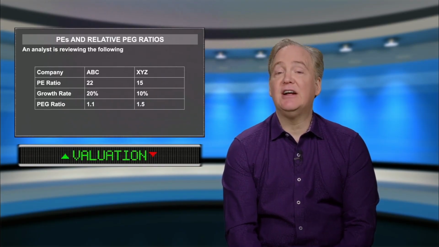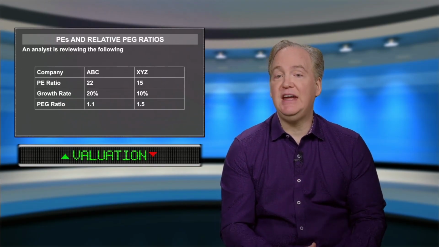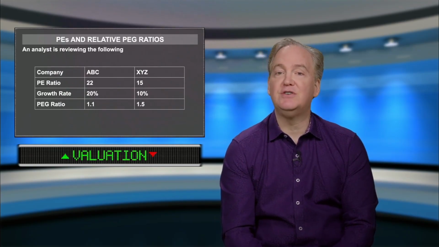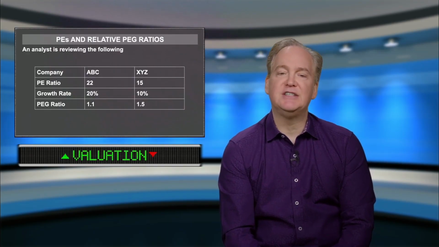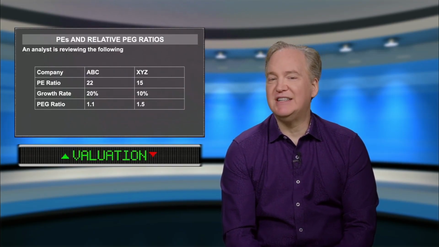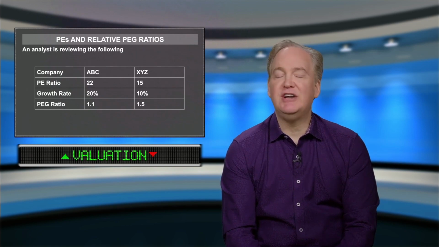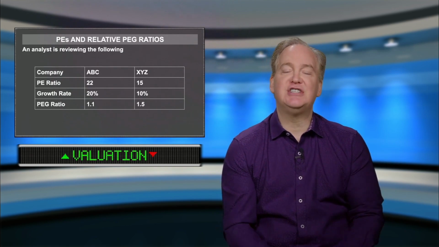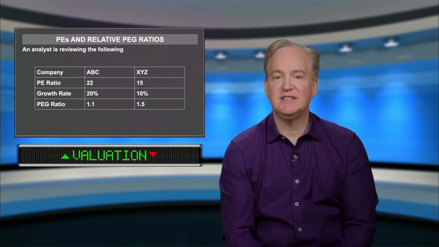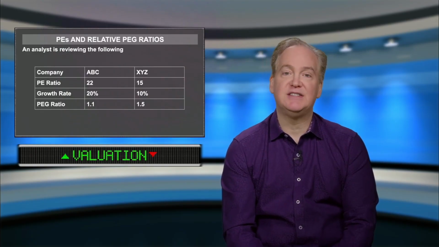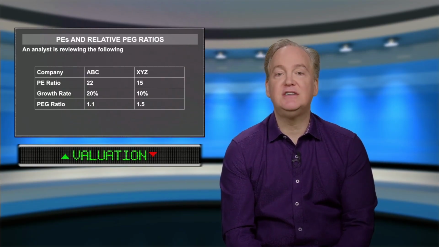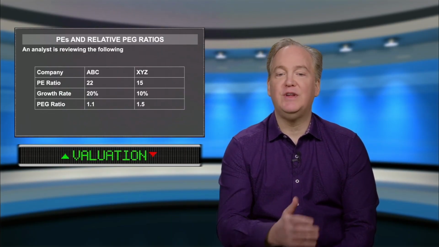All right, let's take a look at how we can use PEs and relative PEG ratios to evaluate the relative pricing of two different companies. Here we have ABC and XYZ. ABC has a PE ratio of 22 and XYZ has a PE ratio of 15. If we just stopped there and asked which company was more expensive, well, most people would say ABC is far more expensive than XYZ because its PE ratio is 22 and XYZ's PE ratio is only 15.